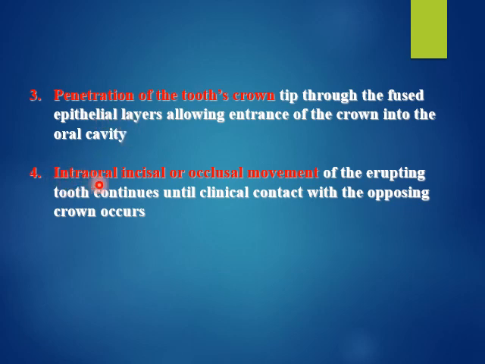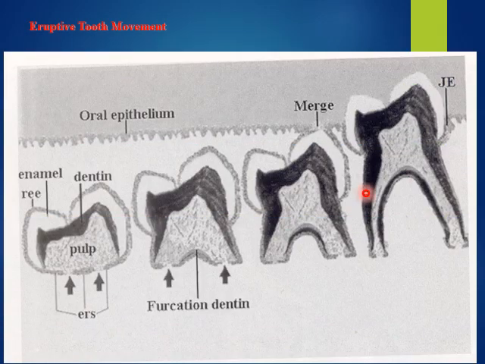Fourth event is the intra-oral incisal or occlusal movement of the erupting tooth, continuing until the clinical contact with the opposing crown occurs. This means when there is eruption in the lower teeth, it continues movement until it reaches the opposing upper central tooth. These are the four events we discussed before.